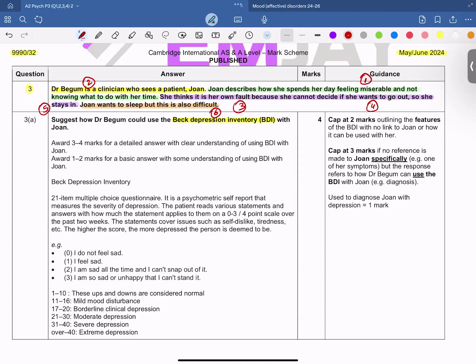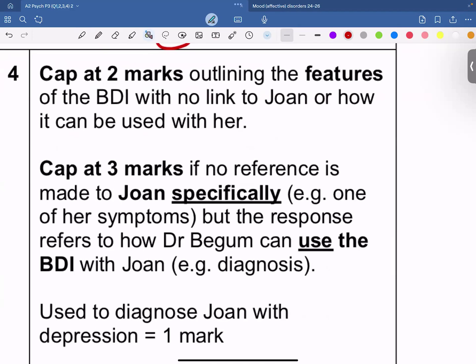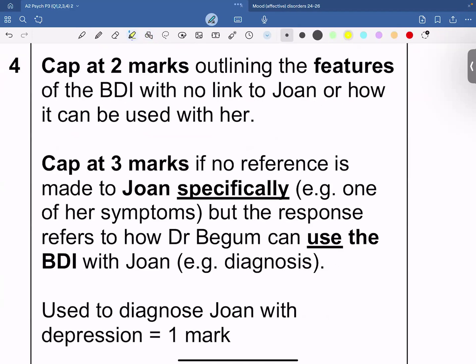Let's have a look at the question here. The question: suggest how Dr. Begum could use the Beck depression inventory with Joan. So for this, we need to know what the Beck depression inventory is. But before we get started with this, let's have a look at the guidance that has been provided to us by Cambridge. Cap at 2 marks, outlining the features of BDI with no link to Joan or how it can be used with her.